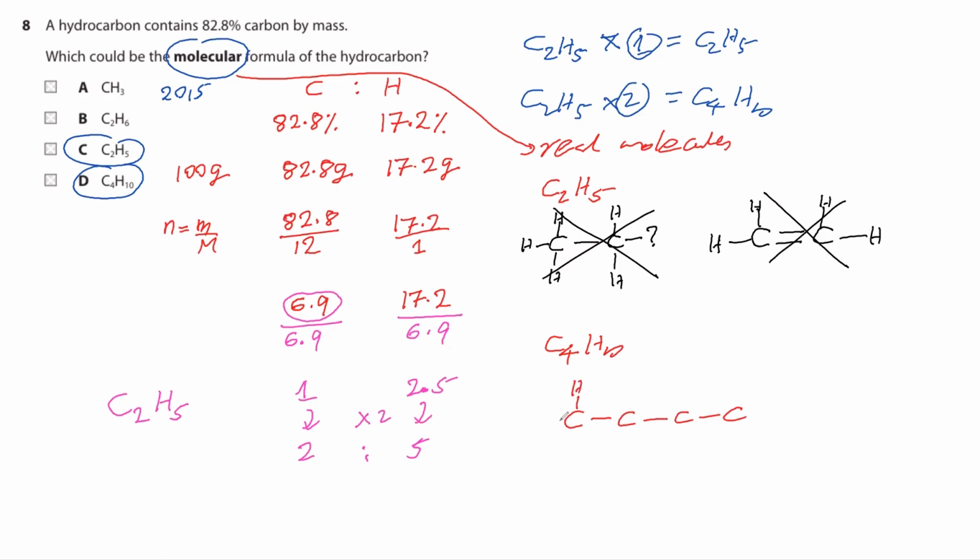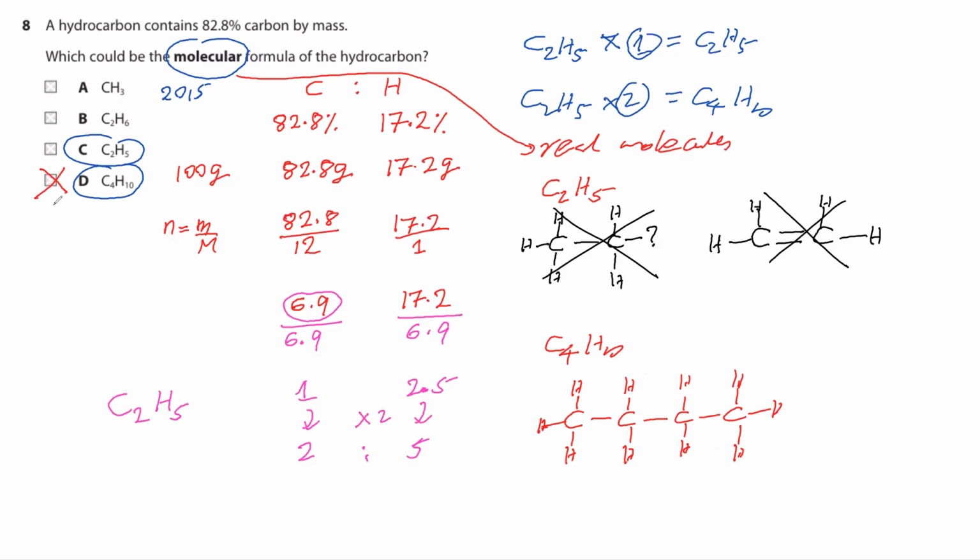So we have to put 4 bonds for each carbon atom. So 3 hydrogen, 4th hydrogen, 5th one, 6th one, 7th one, 8th, 9th, 10th. Okay, C4H10 is a real molecule, it's an alkane. So therefore, since they are asking molecular formula, the answer for my question is D.